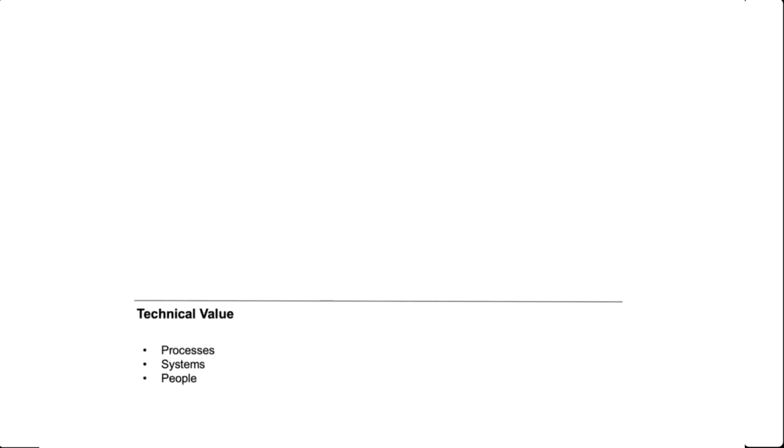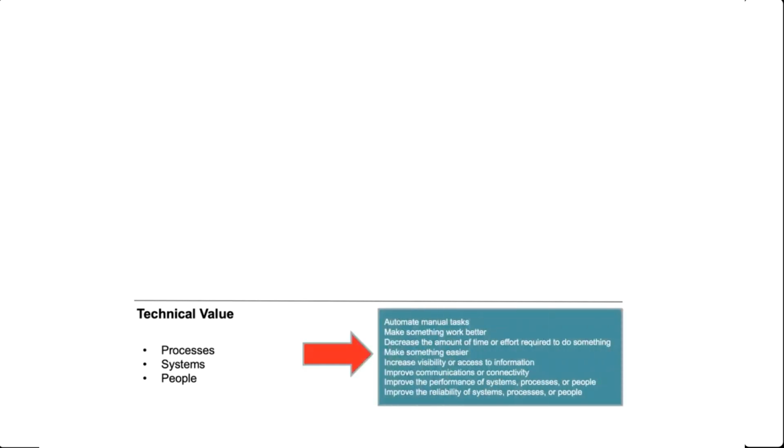But level 1 in the 3 levels of value is technical value. And this is where your product or service can help to improve something, such as processes or the systems or the people. Some examples of technical value, or technical improvements or technical benefits, are that you help to automate manual tasks, make something work better, decrease the amount of time or effort it took to do something. Your product or service made something easier to do, increased visibility and access to information, improved communications, and so on.